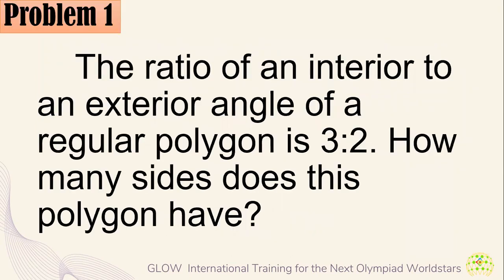The ratio of an interior to an exterior angle of a regular polygon is 3:2. How many sides does this polygon have? When we speak about a regular polygon, all of its sides are equal in length, and all of its interior angles are also equal in terms of measure. So what do you think is the answer to this question? With that, let's have the following.